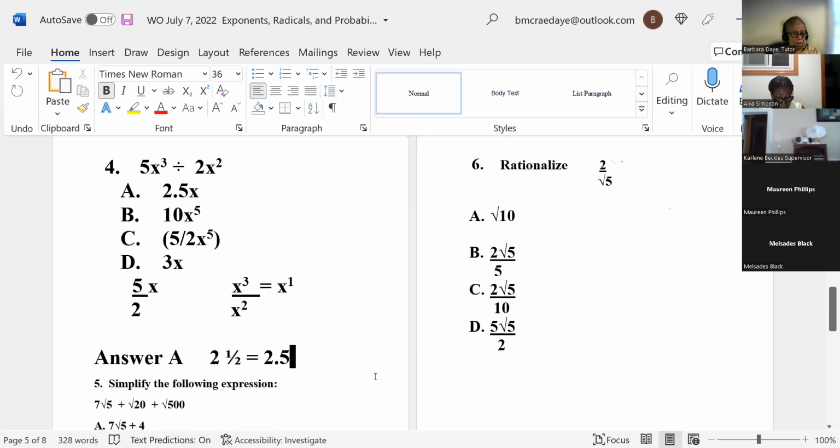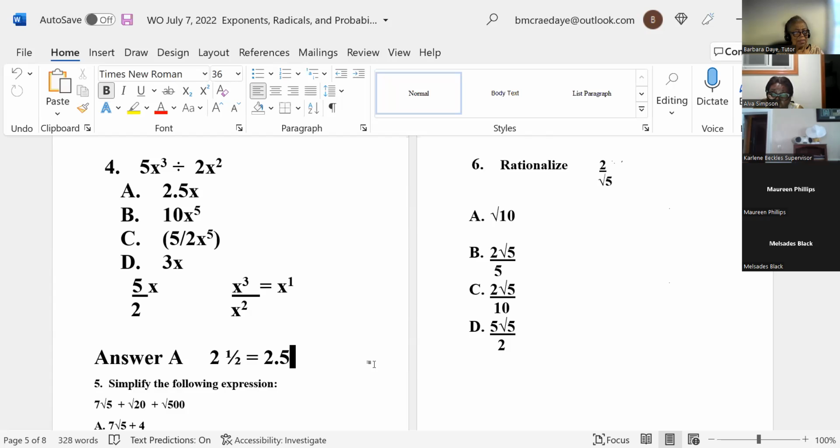Okay, so any other questions on number 4? So, miss, when you say 2 into 5, you just divide it by 2? Yeah. One of the choices could have been 5/2 x, but it wasn't. So now you have to divide it out and see that it's 2.5. So my answer can only be A. The reason why I chose B is because I multiplied.